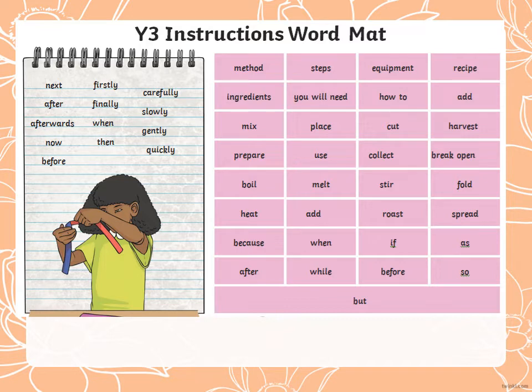On the notebook, I've included lots of adverbs. Adverbs of time: next, after, afterwards, now, before, firstly, finally, when and then, but also adverbs of manner that tell you how to do something: carefully, slowly, gently and quickly. So when we're doing our writing, we need to get some words from the purple boxes and some words from the notebook. And then we know that we're writing sentences with adverbs and sentences with verbs.